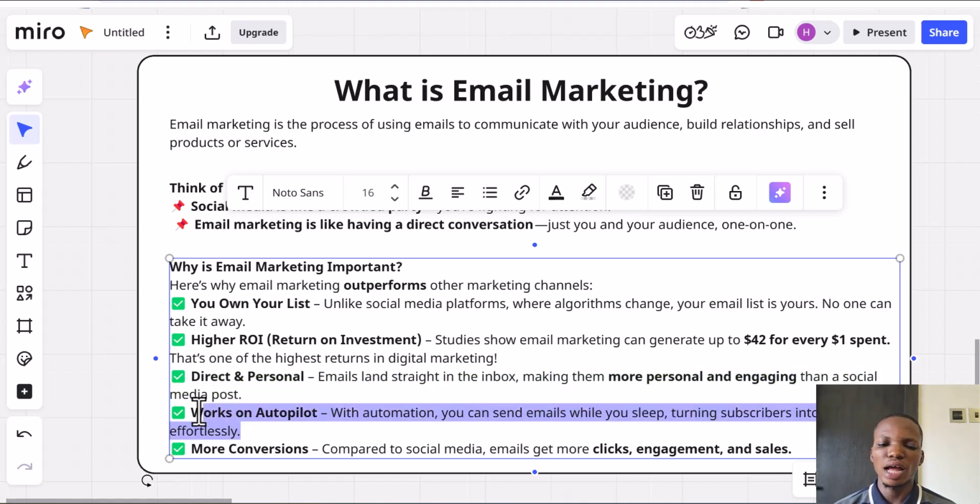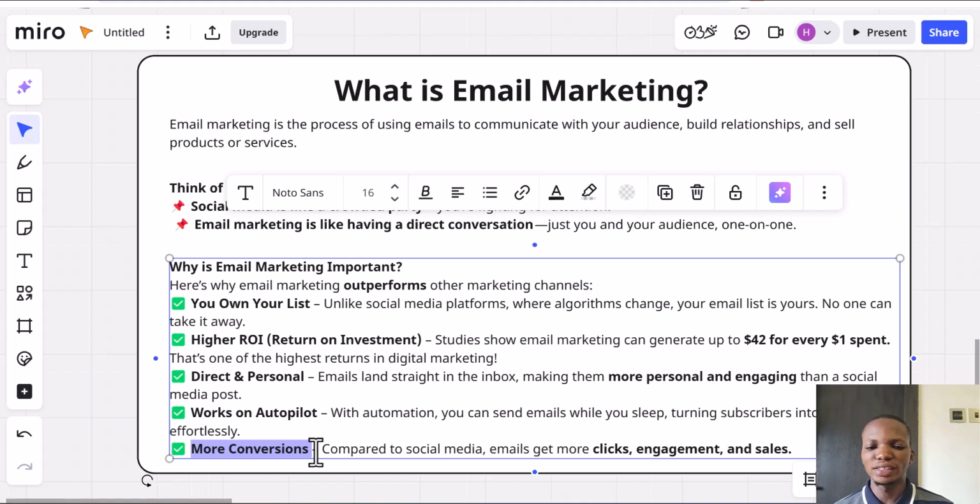Then another thing is that email marketing works on autopilot, because towards the end of this course, around module 4 or 5, I cannot remember, I'm going to discuss email automation with you. I'm going to practice automation with you and teach you how to automate email sequences that can continuously make sales for you over time. So you can send emails while you sleep and turn your subscribers into customers effortlessly with email automation.